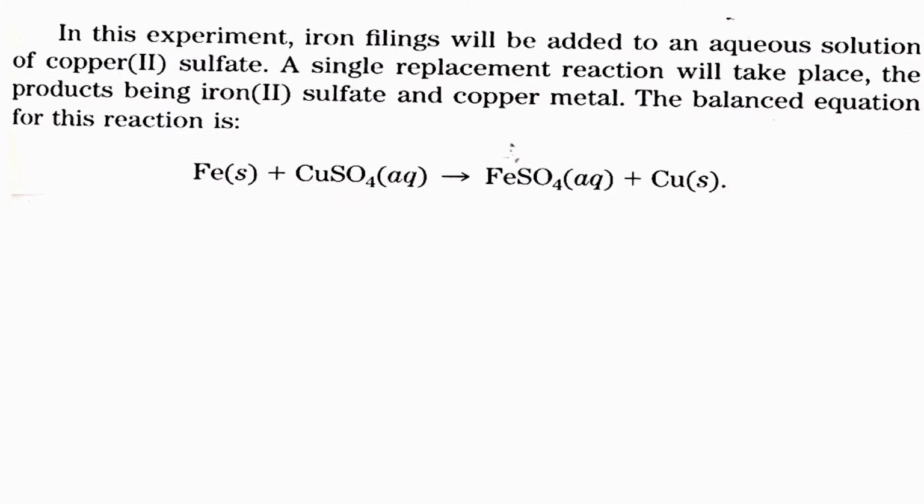In this experiment, iron filings will be added to an aqueous solution of copper(II) sulfate. A single replacement reaction will take place, the products being iron(II) sulfate and copper metal. The balanced equation for this reaction is solid iron plus aqueous copper(II) sulfate will form aqueous iron(II) sulfate and copper metal.